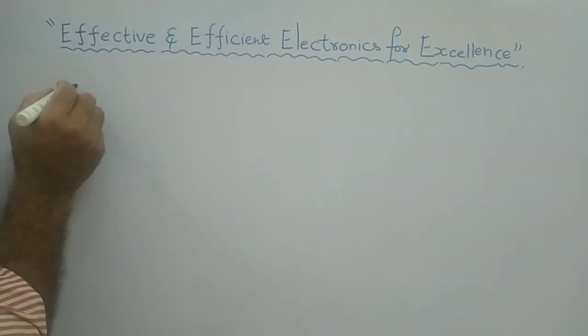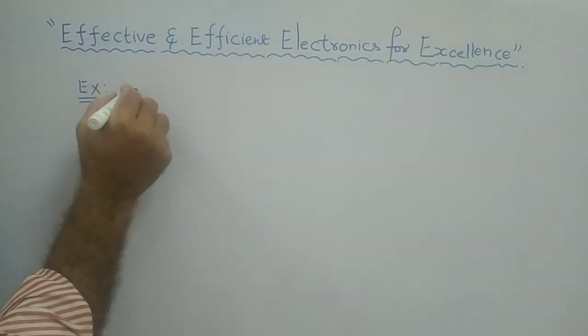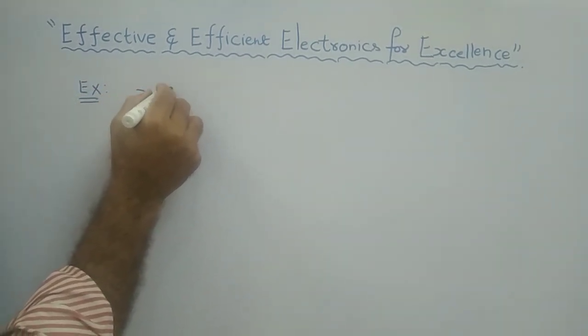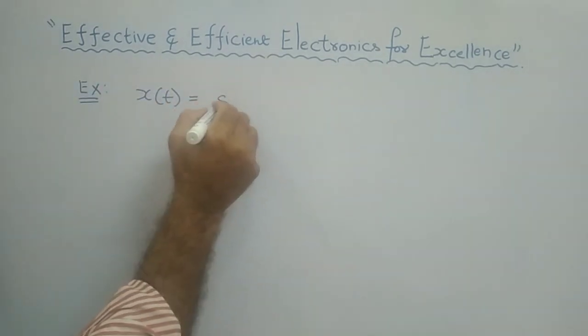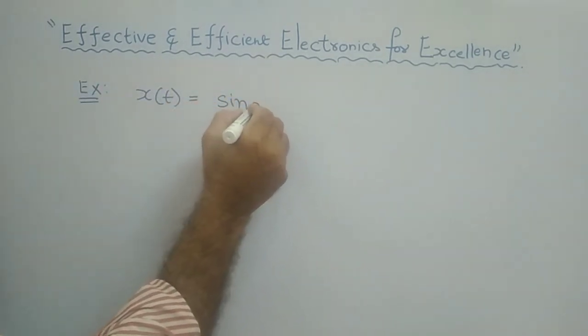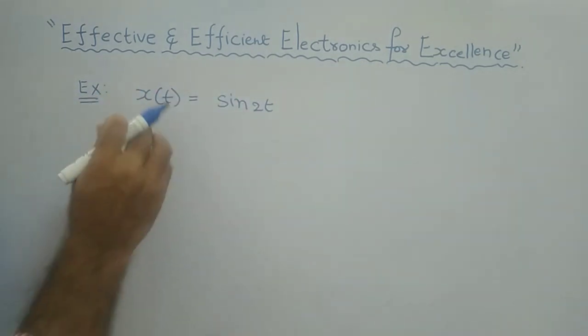Another example I will explain to you, a very, very interesting one. The given signal is x of t equal to sin 2t. Determine whether the signal is a periodic signal. If so, find out the fundamental time period of this signal.